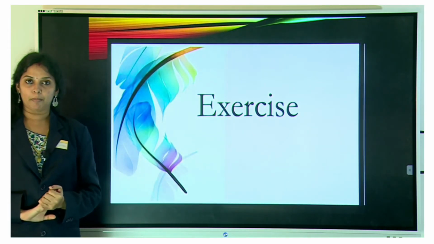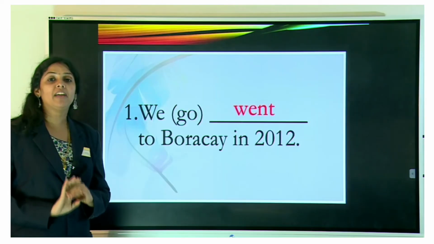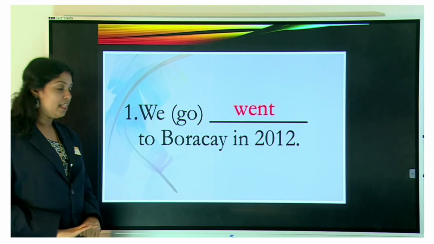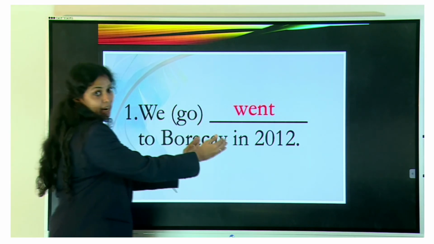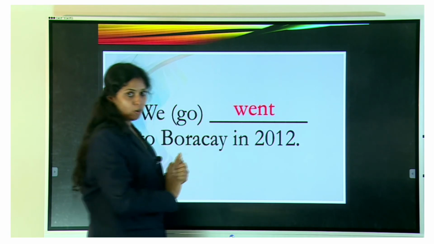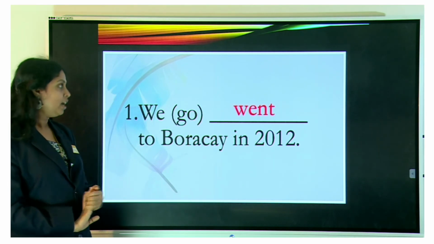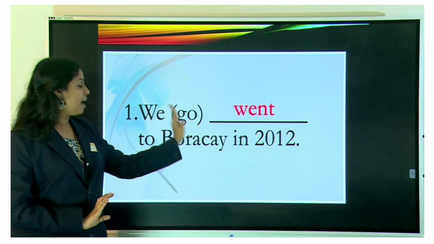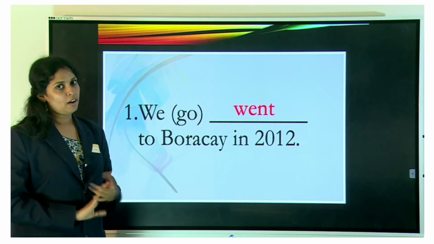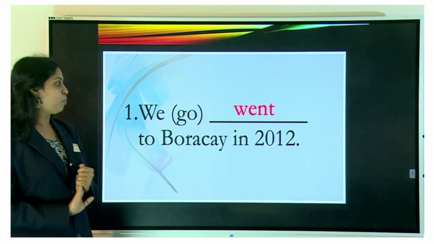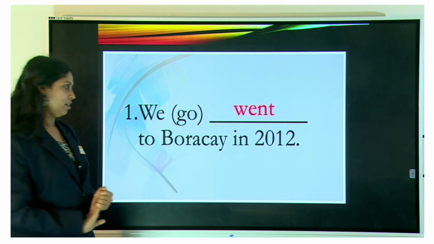So we can do some more exercises now. We went to Boracay in 2012. Here the definite time is mentioned, in 2012. So definitely we have to use simple past tense. So we use the past form of go, went. Okay, so we went to Boracay in 2012.